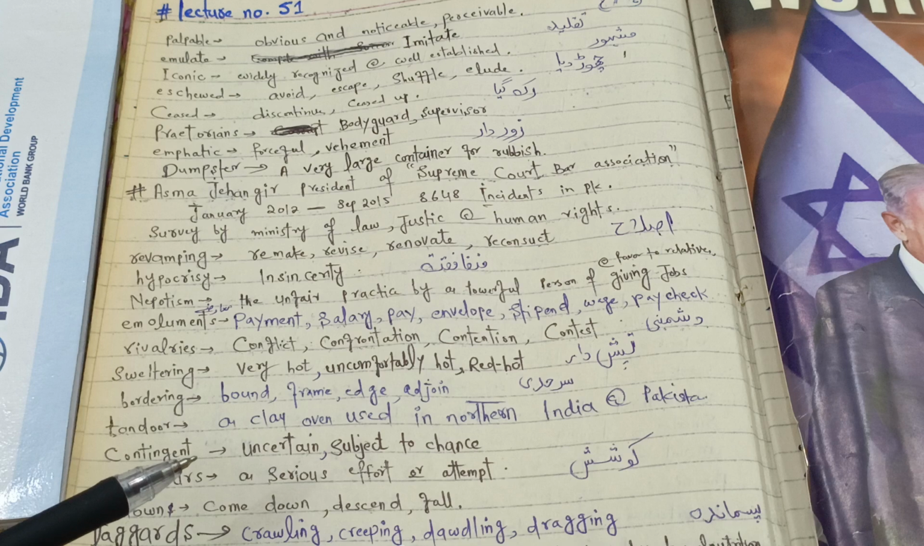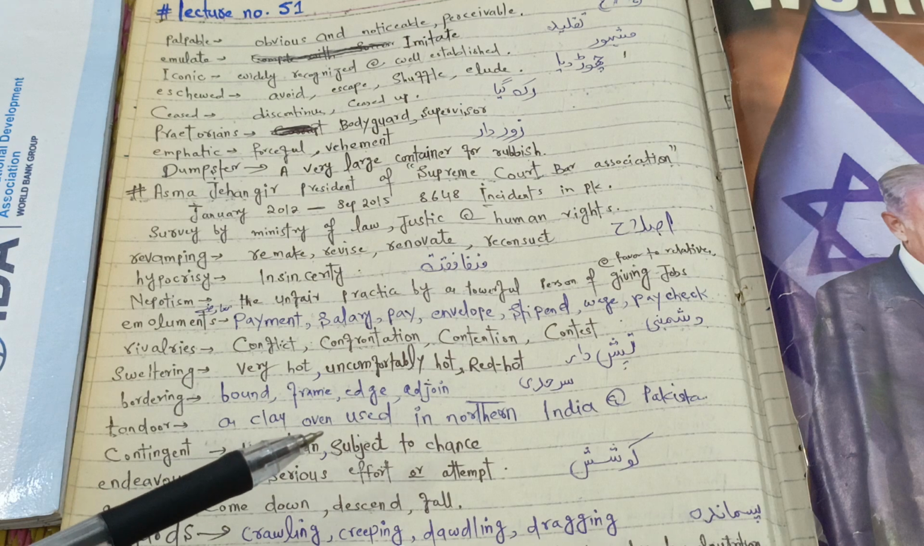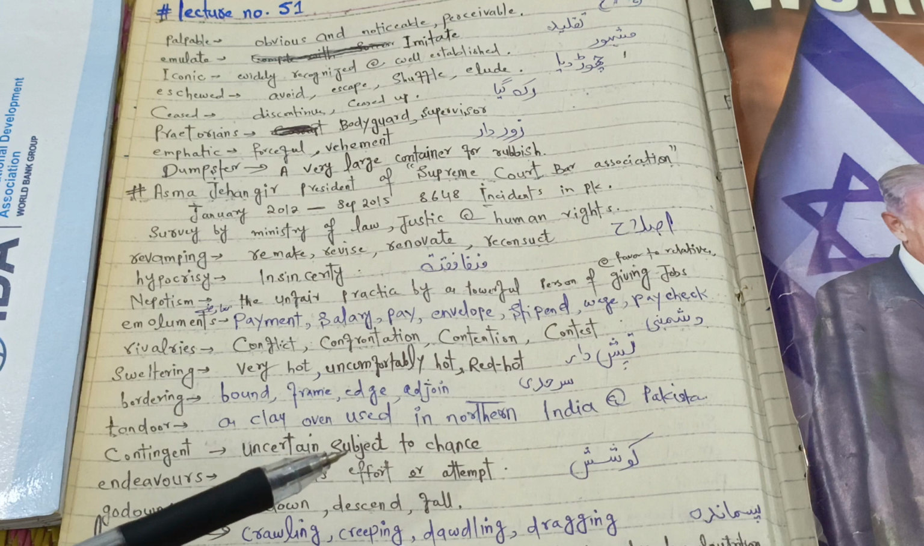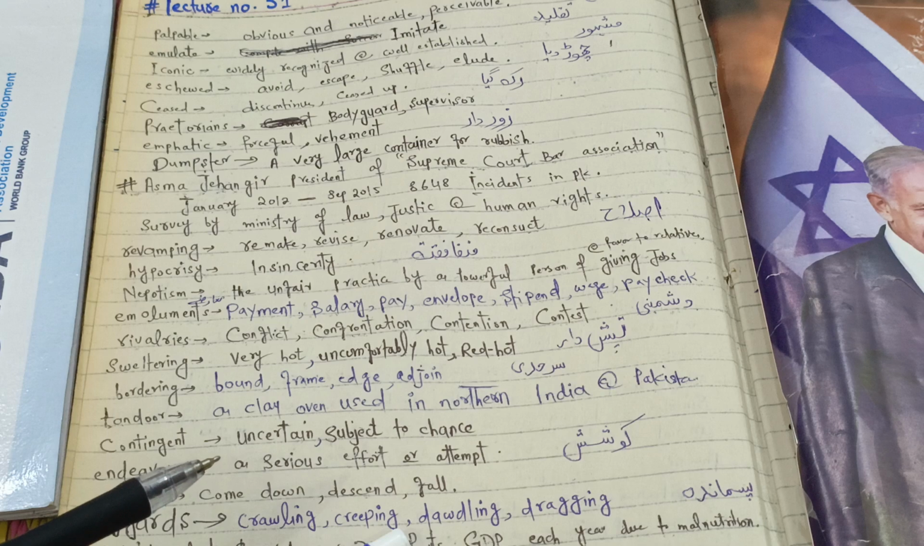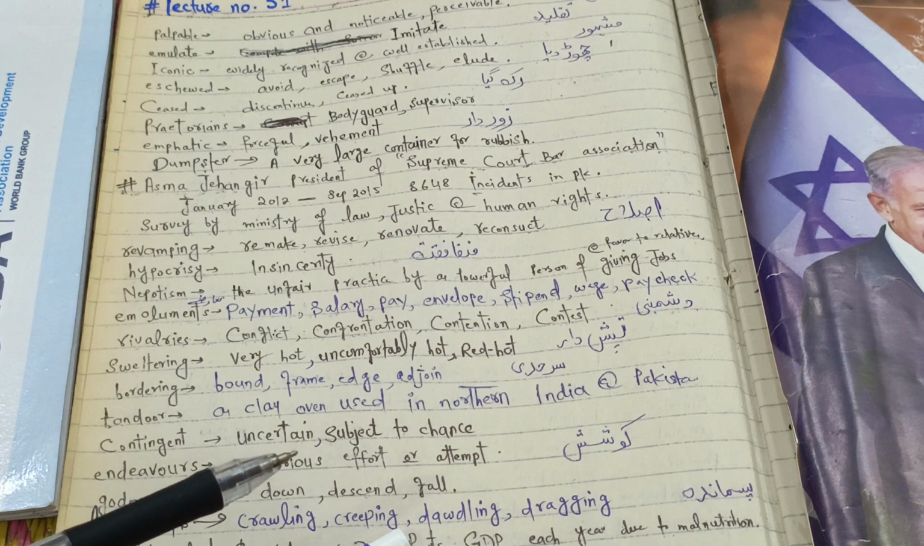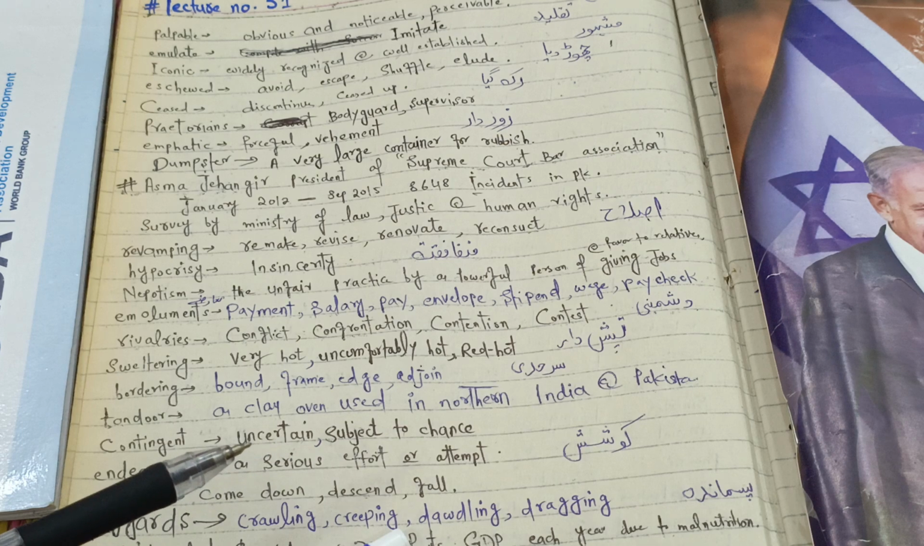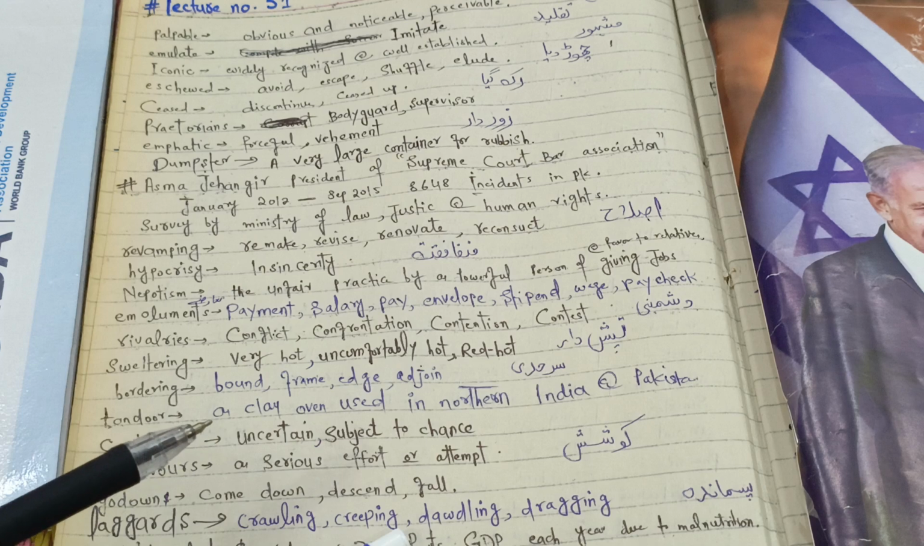So it has multiple meanings, but one of the meanings of contingent is uncertain, or something which is subject to change, subject to chance. Next one, endeavors. So endeavors is actually a serious effort or attempt, just like the students of CSS are doing multiple endeavors in order to become successful in exam and be finally allocated.